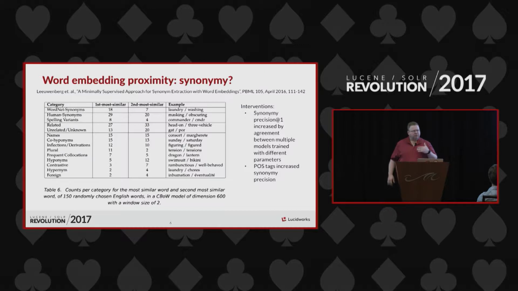And they found that if they trained multiple word embedding models with different parameters, for example, different number of dimensions, and then found agreement between models for a particular term for the most related term, that it increased the likelihood that the relation was actually synonymy and not one of these other sorts of relations. Another thing they found that helped was using part-of-speech tags and embedding those in the vocabulary for the corpus over which it was trained.